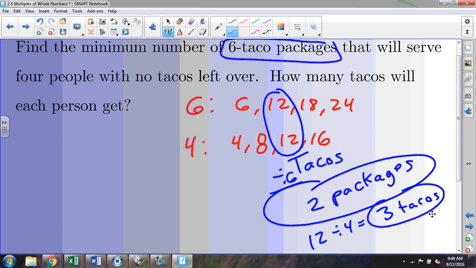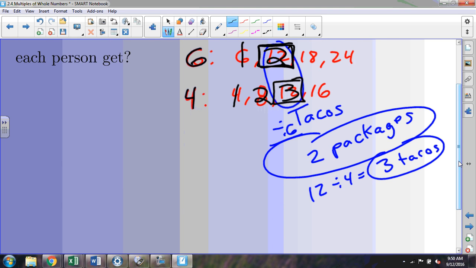Now please note, when we did this division, we could have also got this just by counting how far down it is. On the 6, for how many packages do you have to get? 1, 2. We needed 2 packages. How many tacos does each person get? Well, for the number of people, that's 1, 2, 3. Everybody would get 3 tacos. We could get these answers by division. We could get them by counting. It doesn't really matter which way you do it. It's just a matter of preference for which one you think is easier.